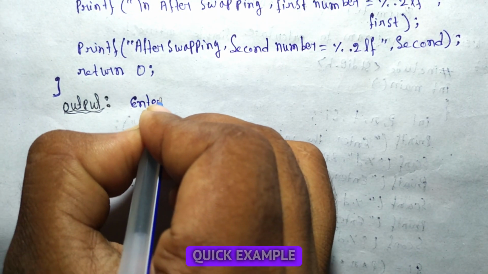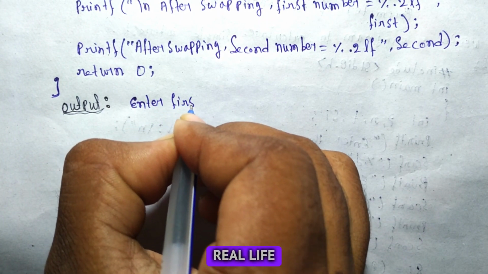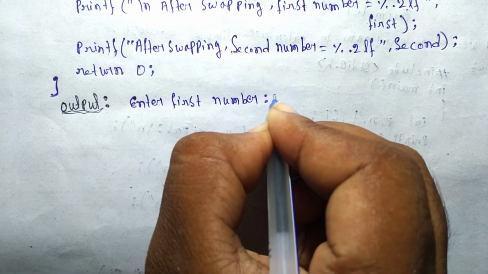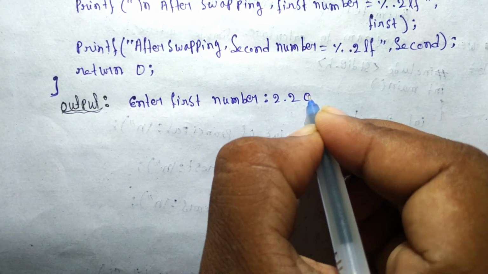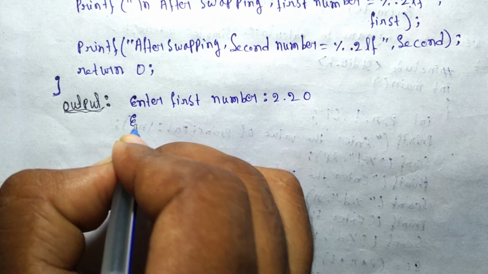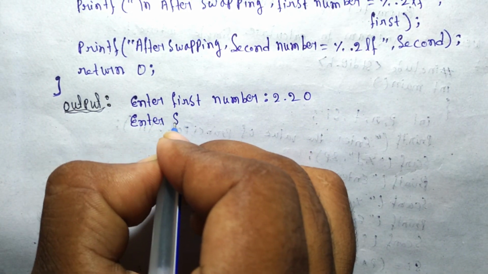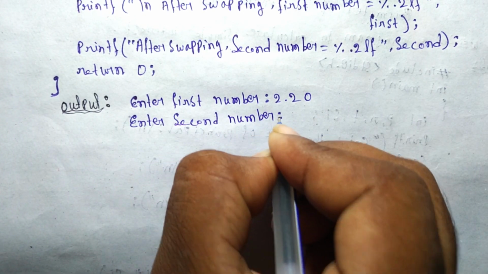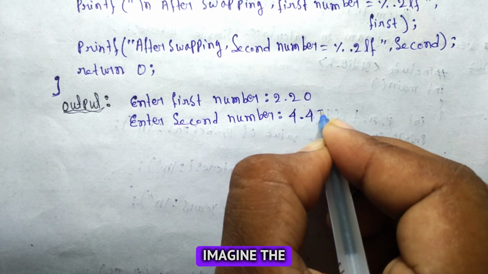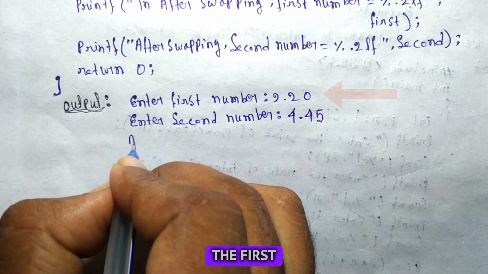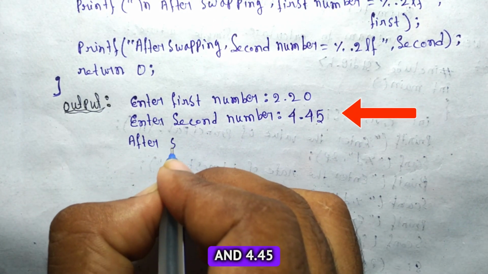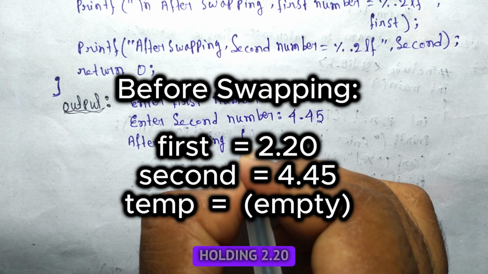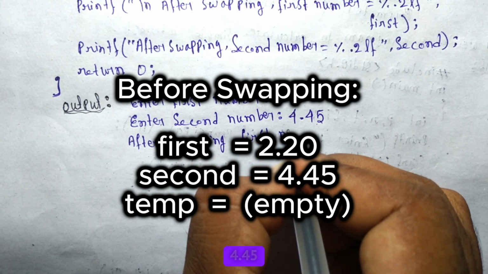Let's walk through a quick example to see how this works in real life. Imagine the user enters 2.20 for the first number and 4.45 for the second number. So before the swap, first is holding 2.20 and second is holding 4.45.